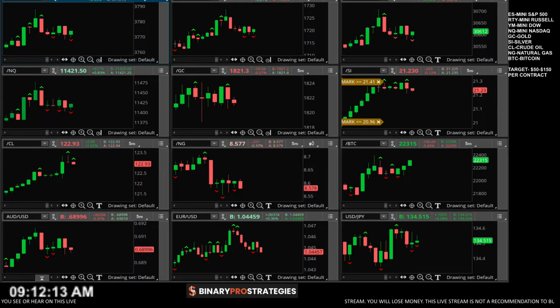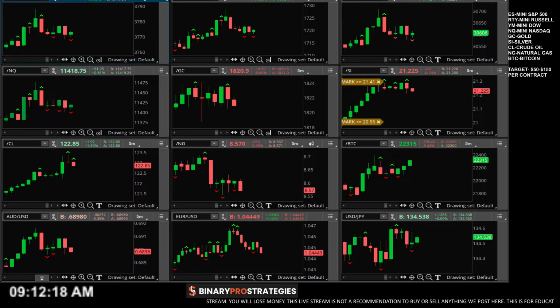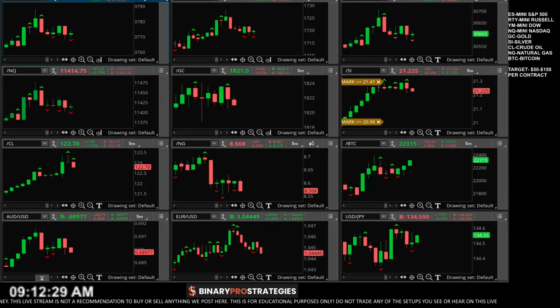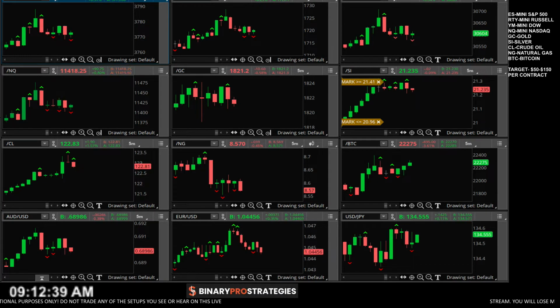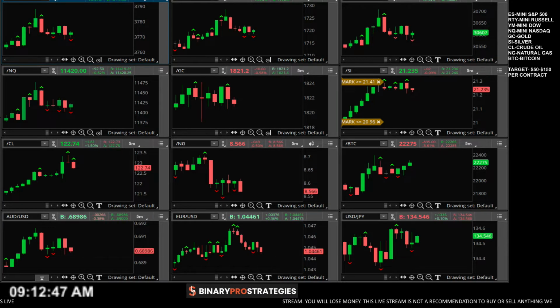Okay, getting a short on the yen, a 53 short on the yen. Let me double check that. I think it's a 143. Yeah, 143.53 short on the yen. Let's make that a 143.57. Still long silver, silver target 21.41.